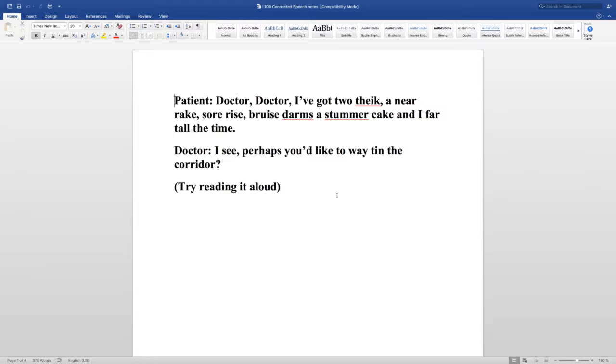Doctor, doctor, doctor, I've got toothache, an earache, sore eyes, bruised arms, a stomach ache, and I fart all the time. I see, perhaps you'd like to wait in the corridor.